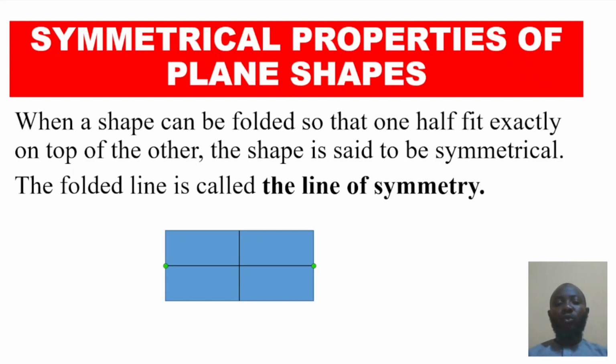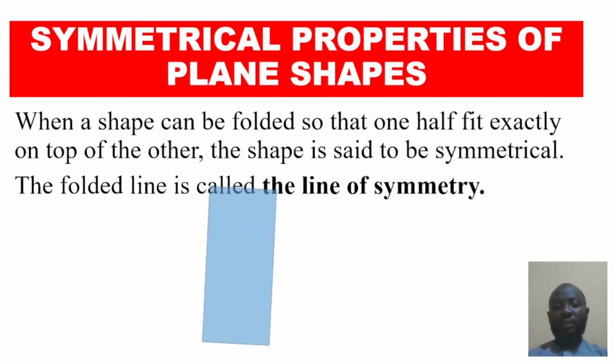Then when it comes to order of rotational symmetry, it is talking about if you rotate the shape, will it come back to its original shape? For example, this is a rectangle. We want to get how many orders of rotational symmetry it has. If I rotate it like this, I've rotated it about 90 degrees, right? So it's not the way I placed it before. It's quite different.